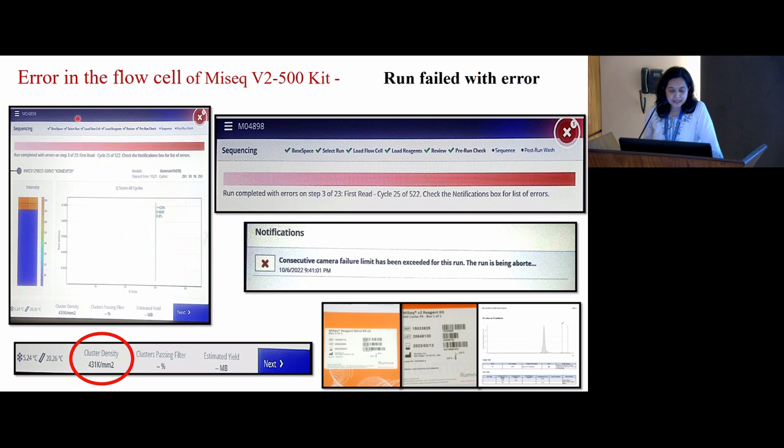The next is the flow cell error. In this picture you can see the result from the Illumina. We had used the proper reagents, and the reagents were not expired. The quantification was okay, and we loaded the samples, and we got a cluster density of 431 only, and the run failed at step 3. When we complained to Illumina, they checked the system, ran the previous flow cell, and found out that this was a flow cell error, not a processing error.